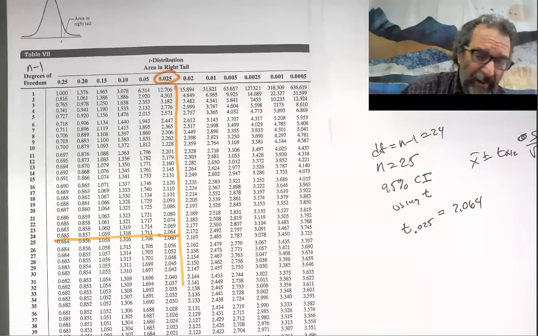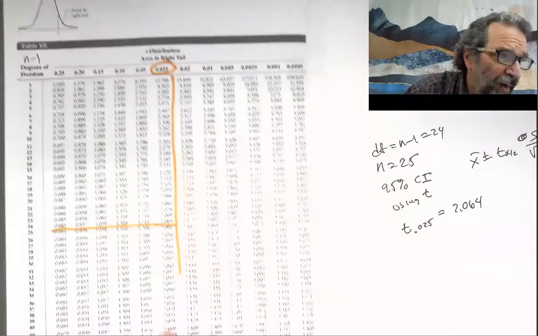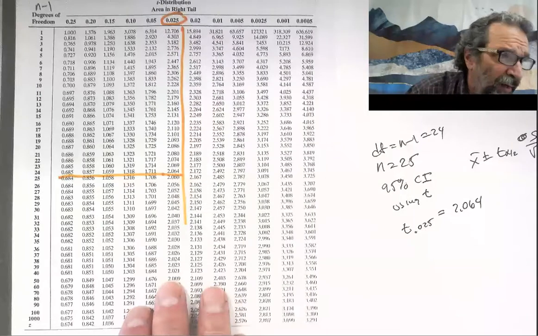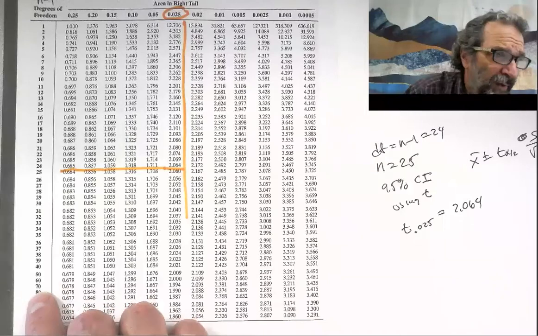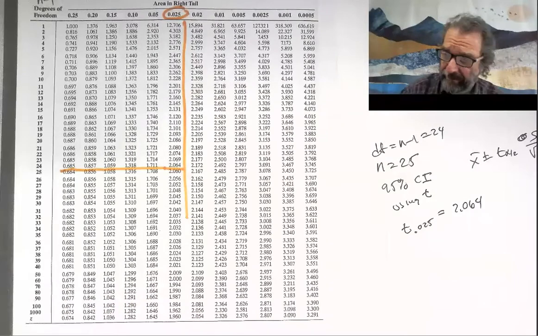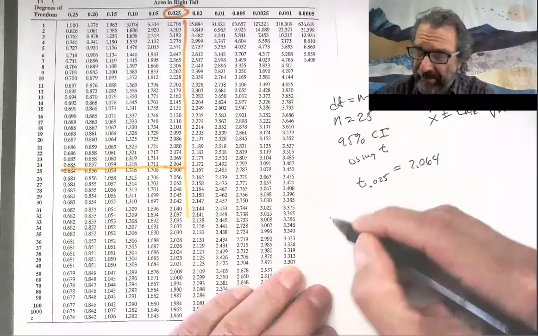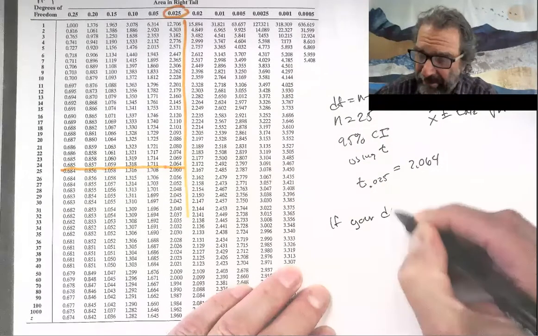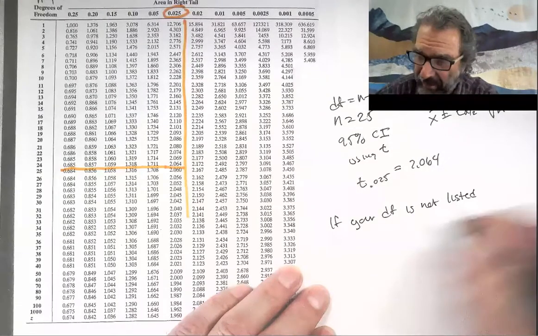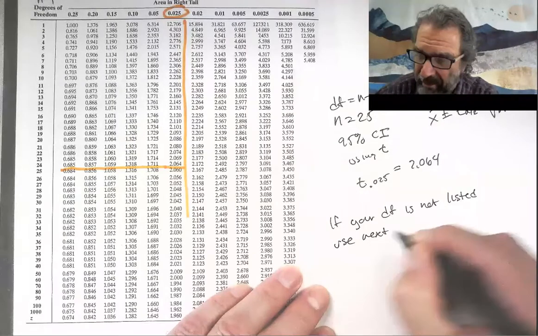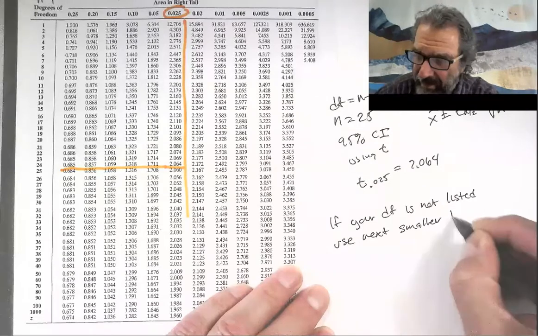Now some bad stuff happens down here. I've got all possible degrees of freedom here, and pretty soon it starts jumping around. As we get close to the bottom, I go to 40, it's all good, then things start happening, 40, 50, 60, and so on. So we'll make a note to ourselves that if your degrees of freedom is not listed, use the next smaller degrees of freedom instead.